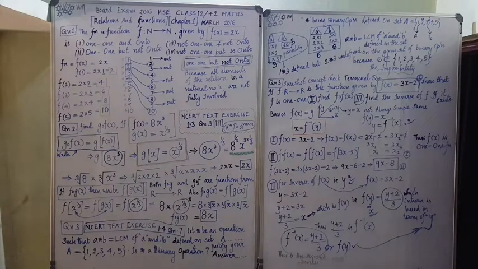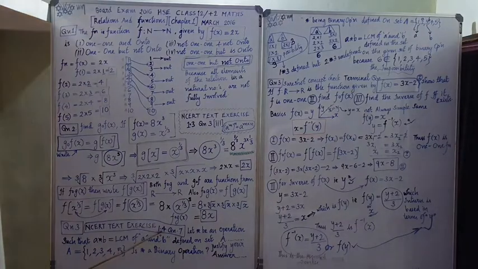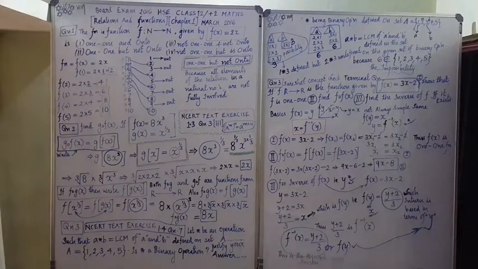So the next question is NCERT text exercise question 1.4 question 7. Okay, text exercise question 1.4 in chapter 1, the fourth exercise question number 7. That is 1.4 section question number 7.